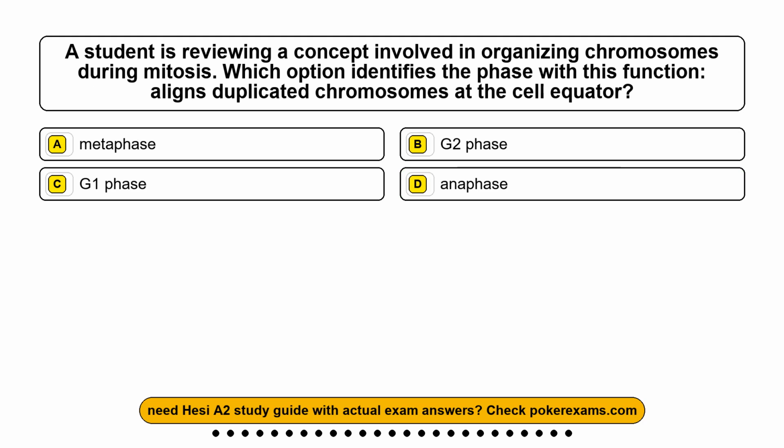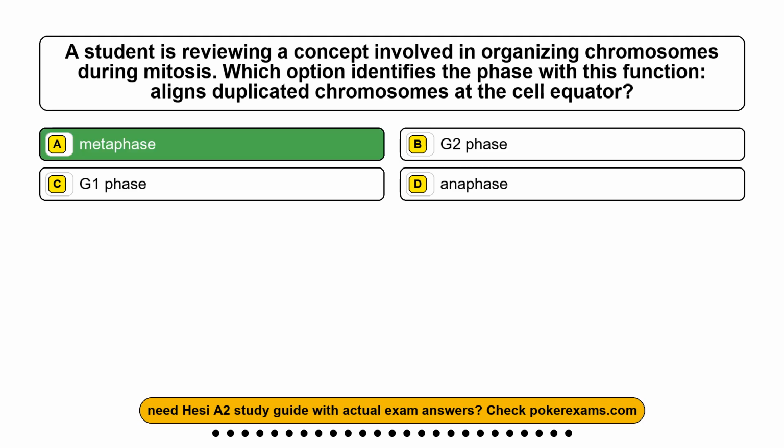Question 2. A student is reviewing a concept involved in organizing chromosomes during mitosis. Which option identifies the phase with this function, aligns duplicated chromosomes at the cell equator? Option A, metaphase. Option B, G2 phase. Option C, G1 phase. Option D, anaphase.